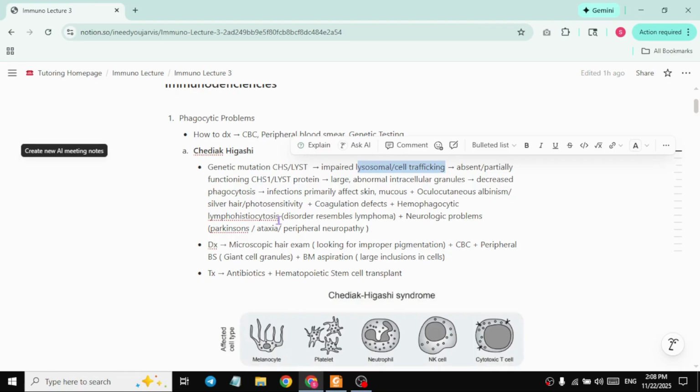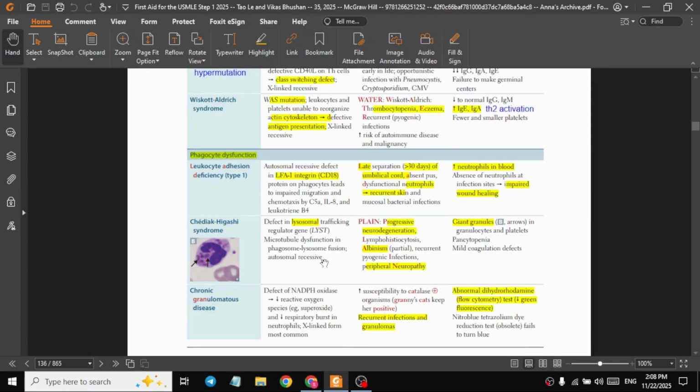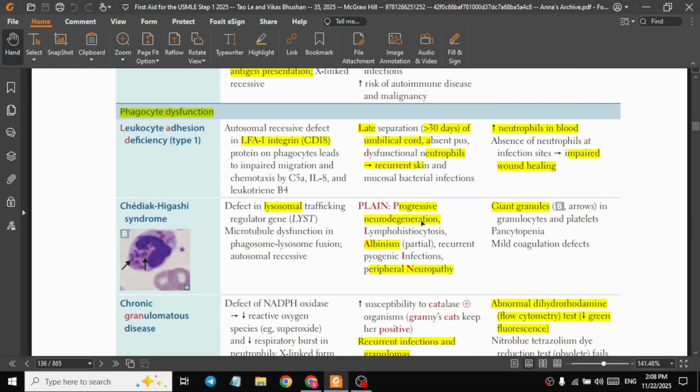Next thing is even the cell trafficking molecules in one of the most important cells, which are the neurons. Even those are going to be affected. So now you may see Parkinson's in the patient, some ataxia, some peripheral neuropathy, etc. Okay. Just so we can complete that thought, let's look over here at what they have. So you see neurodegeneration, lymphohistiocytosis, as I said, in the bone marrow, albinism, infections, and neuropathy. Right? It's hard to remember this, but it makes sense given the root cause.